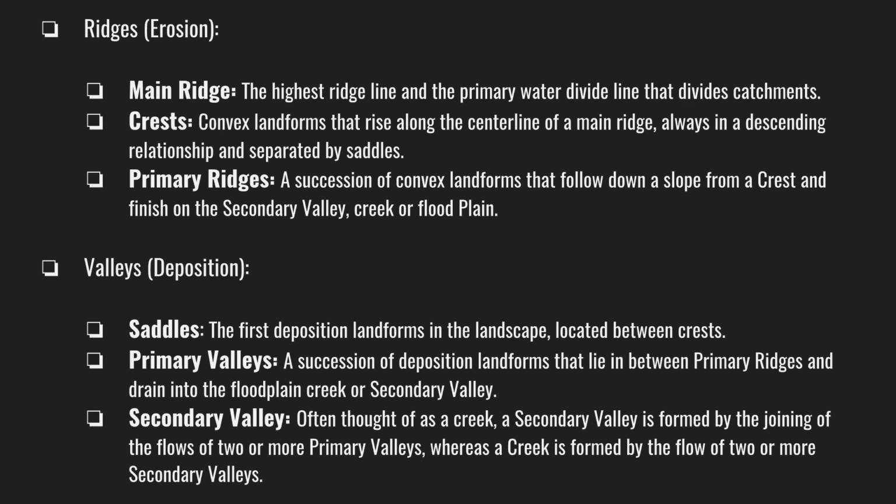Then you have secondary valleys. People usually call these creeks. They're not necessarily creeks, at least not in Keyline. A secondary valley is formed by the joining of the water flows of two or more primary valleys, whereas a creek is formed by the flow of two or more secondary valleys. That is one of the main differences.